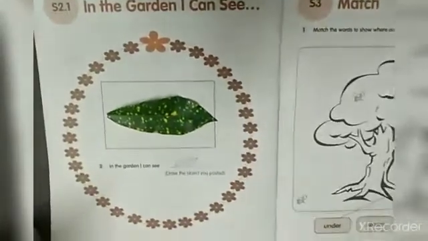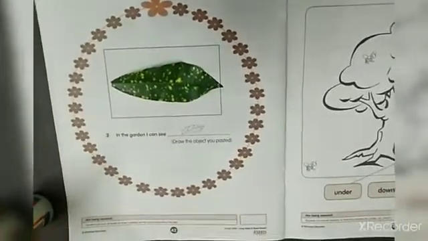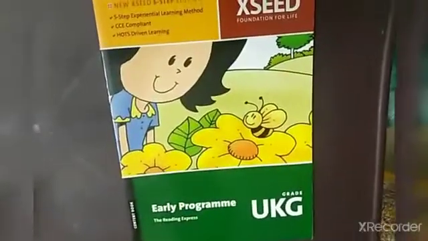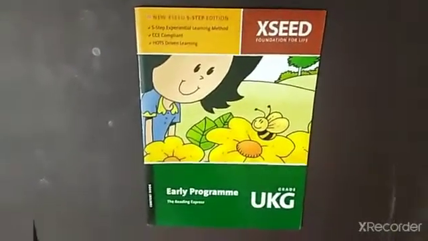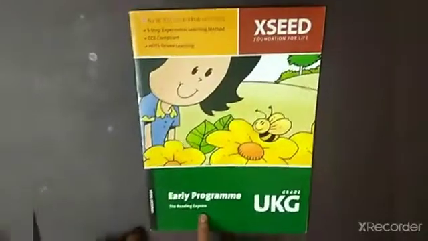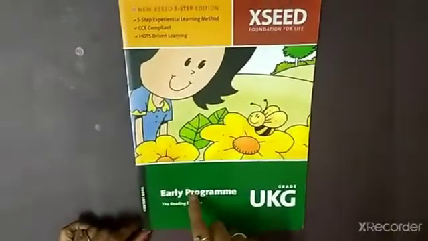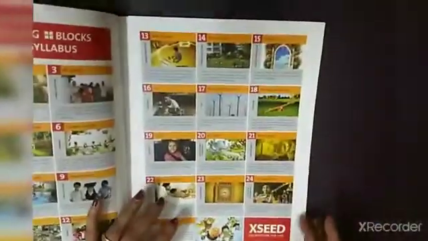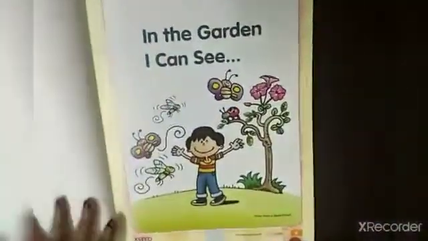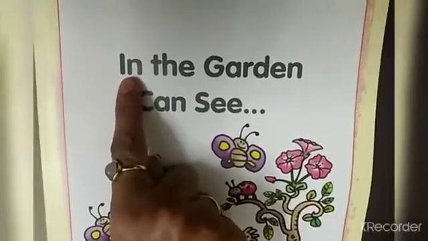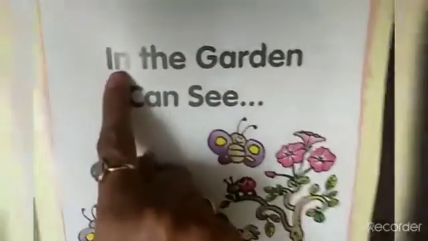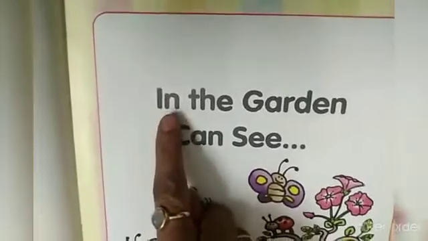Okay, now what are we going to do? Today we are going to do the reading activity. Do the reading practice. Okay, children, now take your early program Reading Express book. In this book only, we are going to do the reading practice. Now open the page, write your name and class and take page number 9. See, you have to keep your index finger while reading. Okay, don't forget to keep the index finger. Then only it will be easy for you to read.